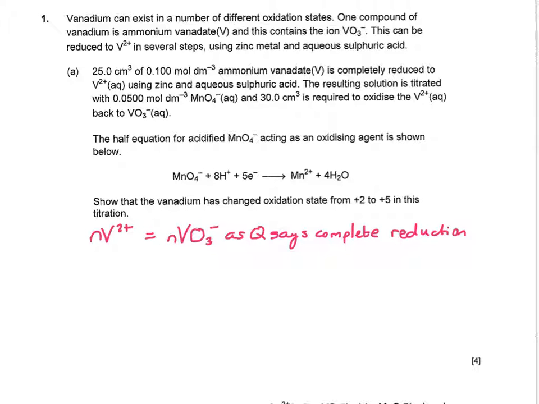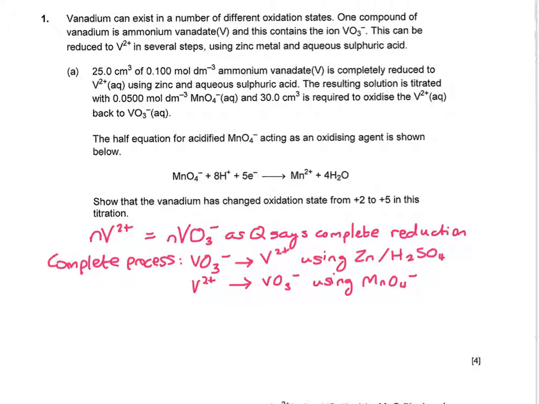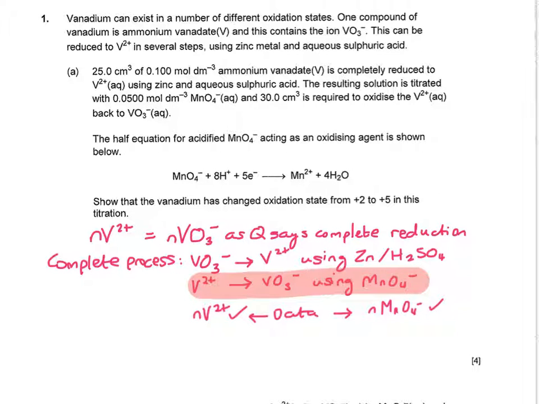And then the question goes on to tell you that the resulting solution, so the resulting solution means V2+, is titrated with 0.0500 mol dm⁻³ of manganate, and 30 cm³ is required to oxidize the V2+ back to VO3-. So from start to finish, that's your complete process. But it's the second stage that is your redox titration of interest. And we have data for both the oxidizing agent and the reducing agent. So let's now do the calculation.